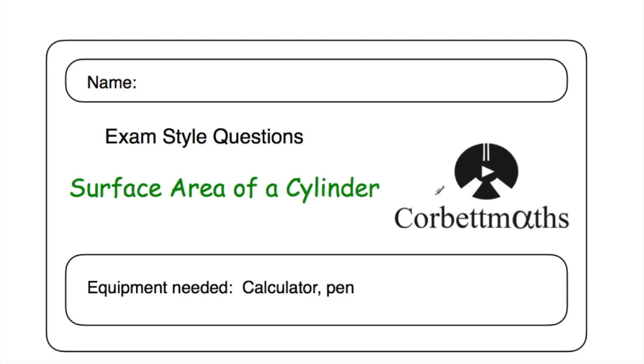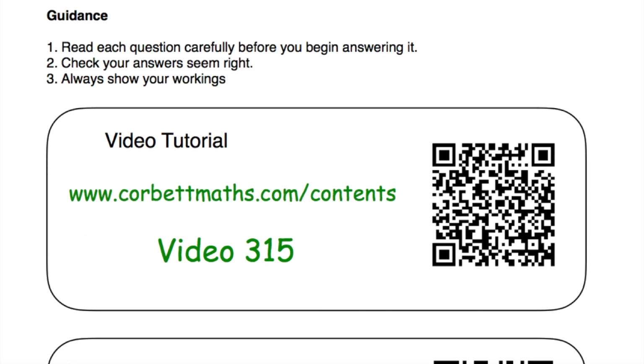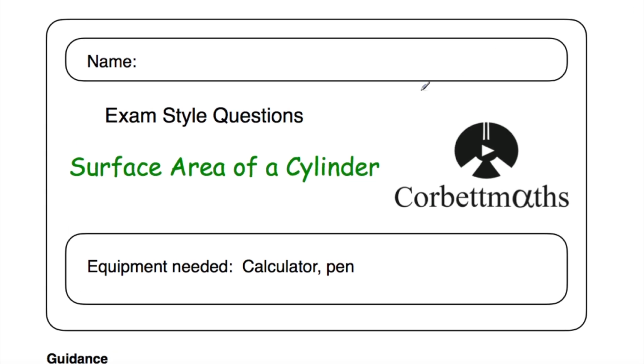In this video we're going to look at the video solutions to the Corbettmaths Practice Questions on finding the surface area of a cylinder. If you need any extra help, go to Corbettmaths, go to the videos and worksheet section and scroll down to video number 315, there's a dedicated video tutorial there on finding the surface area of a cylinder. Alternatively, you can scan this QR code. But in this video we're going to focus on the video solutions to the practice questions, so let's get started.